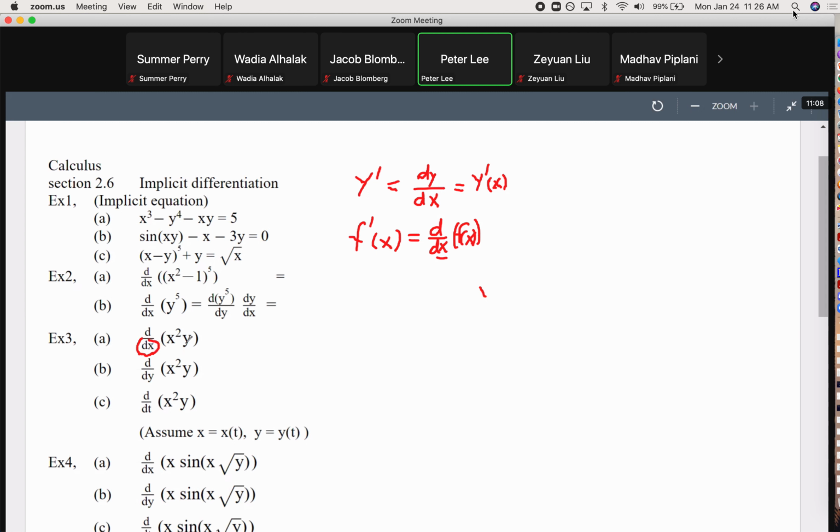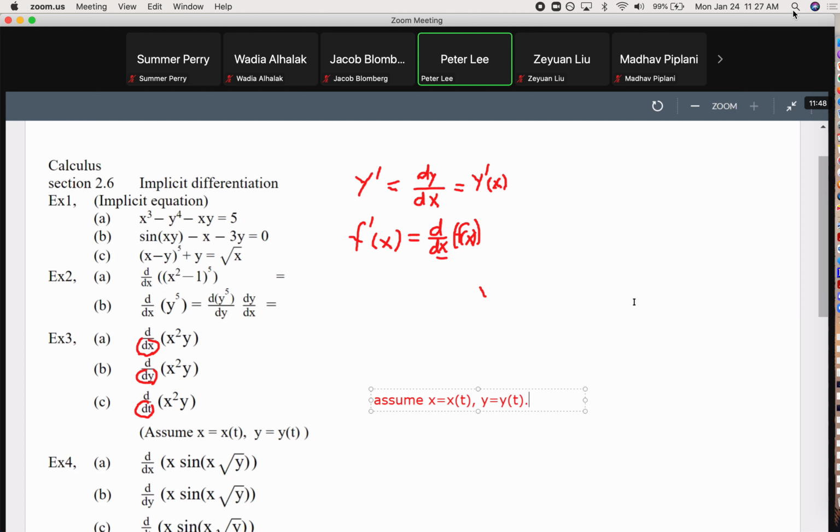But you can take the derivative of the same thing, x squared y, with respect to y. Or we can take the derivative with respect to t. Well, in this case, of course, we assume that x equals a function of t. So in example 3, what are we assuming? We assume x equals x of t, and we assume that y is also a function of t, like this. Okay, but because we are taking the derivative with respect to different variables, we now have to specify.